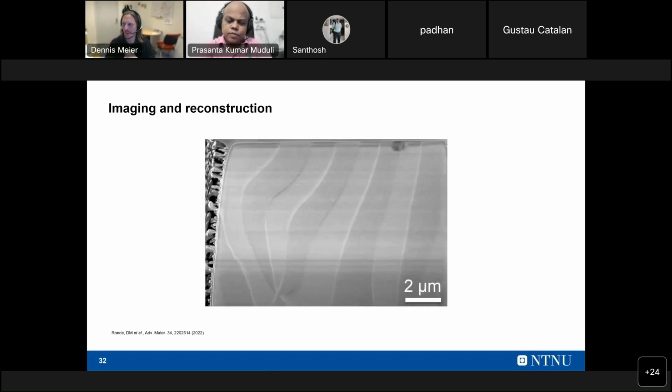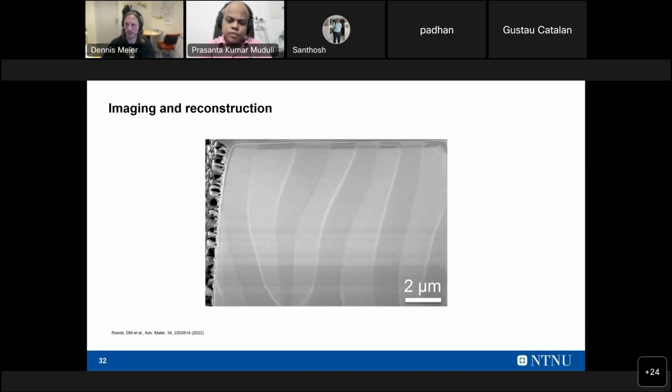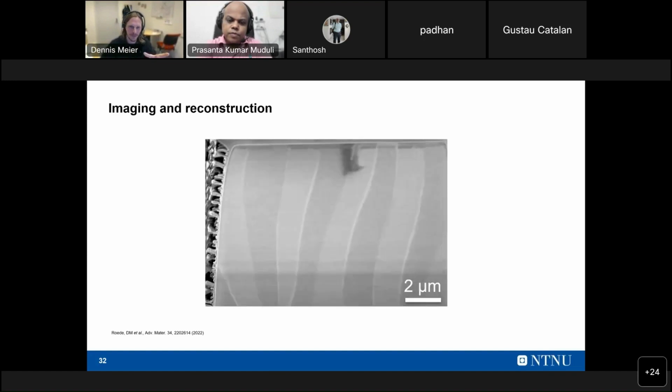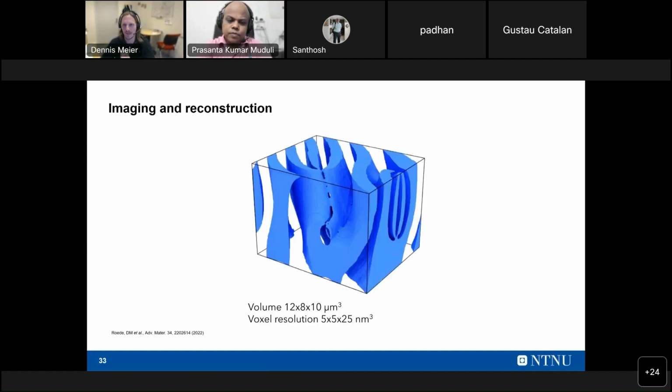Movies like this look great, but of course we have to analyze the data afterwards. You can then use these image stacks and reconstruct the 3D distribution of the domain walls. What you see here is a voxel resolution of 5 by 5 by 25 nanometers. So we did not really push it here. What you can actually achieve is something like 2 by 2 by 5. But you get an idea already now of what's possible.